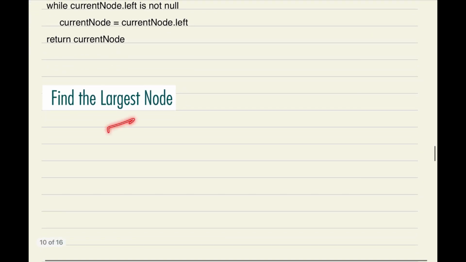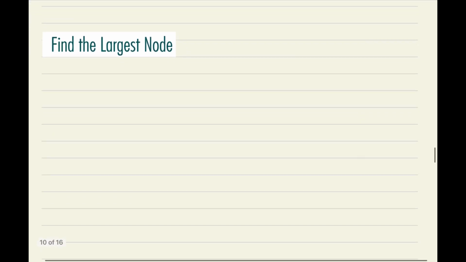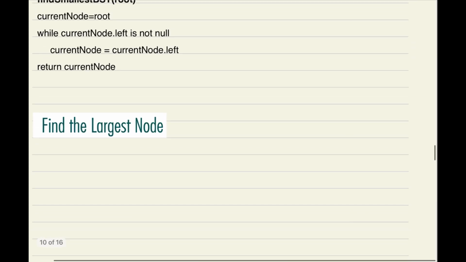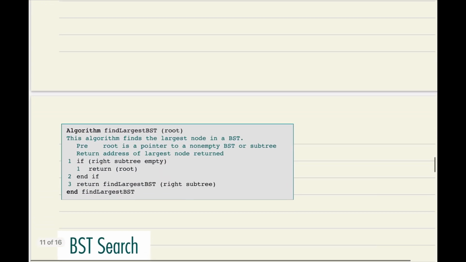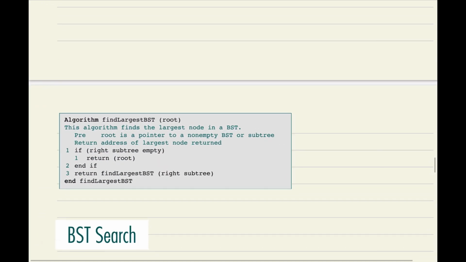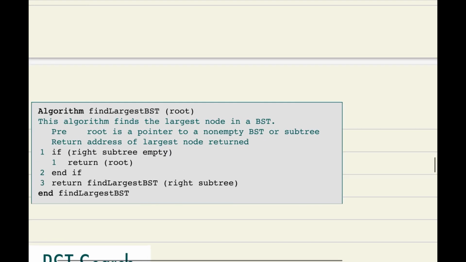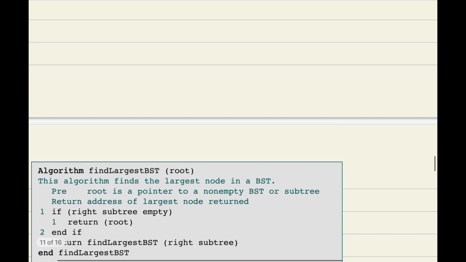Now, find the largest node. So, we have already discussed how to find the largest node, that means move towards right. So, here we are moving towards left. Now, in the algorithm you can write the same one using towards right. So, here instead of the left subtree, now we are using the right subtree. So, if the right subtree is empty, return root, and if it is not empty, return find largest BST on the right subtree.